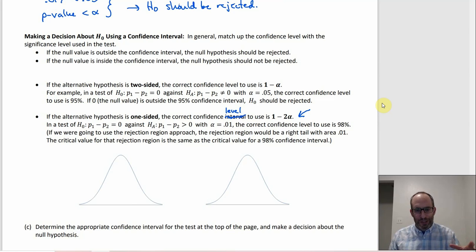So with the two-sided alternative, if you were going to use a rejection region, you would break alpha in half. But if you had a one-sided alternative, you would just throw the whole thing into one tail. It's based off of that. And I kind of mentioned that down here in parentheses. If you're going to use the rejection region approach, then you'd have a right tail with the area 0.01.